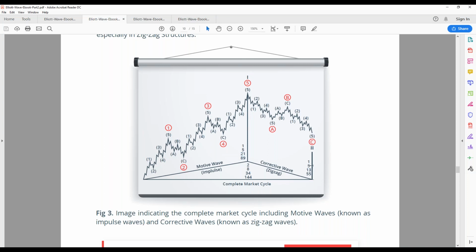In a corrective structure, in the first leg, I mean ABC, which is wave 2, you have one swing, one leg. So you have 1 and then you have 2. It's basically counted as the correction leg, so it's one leg. Then 1, then 5, and then 13 within all these things. Then 55 minor swings in this.